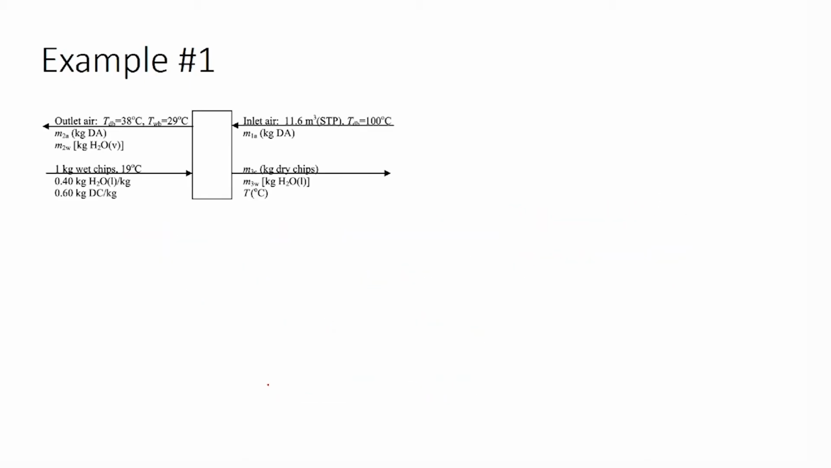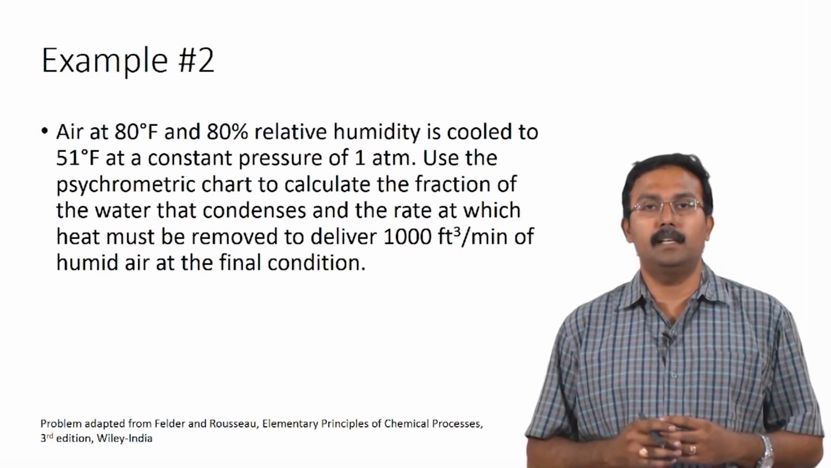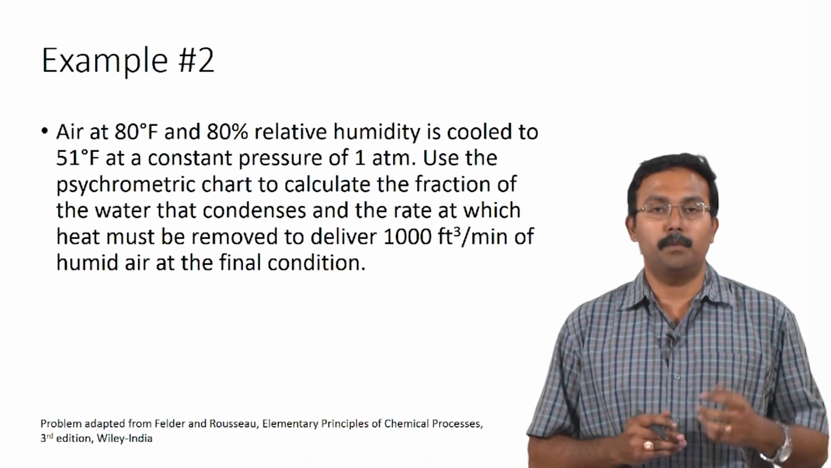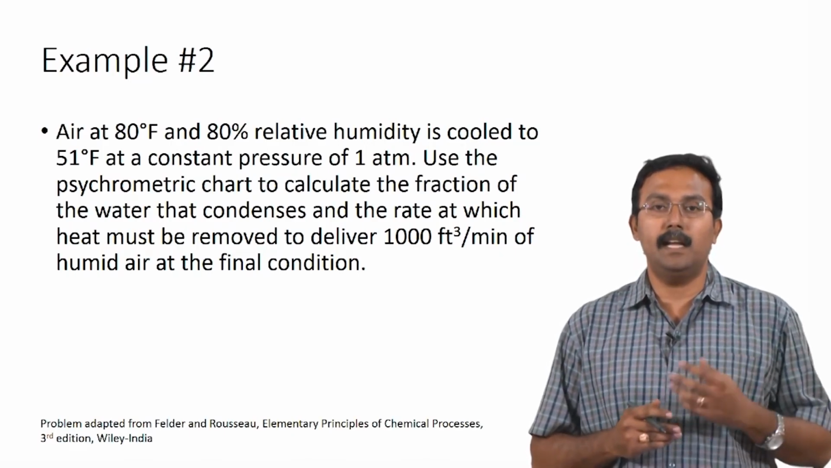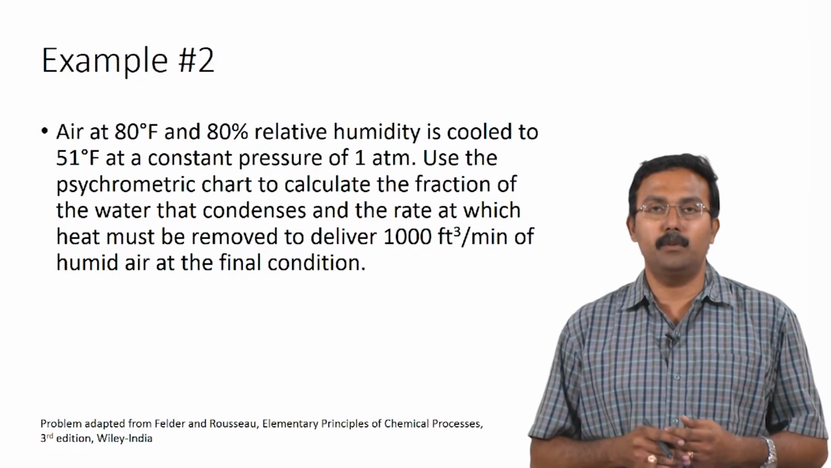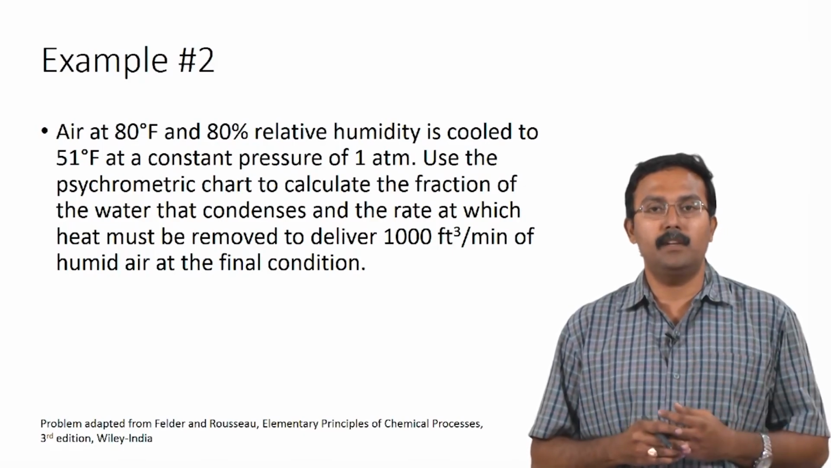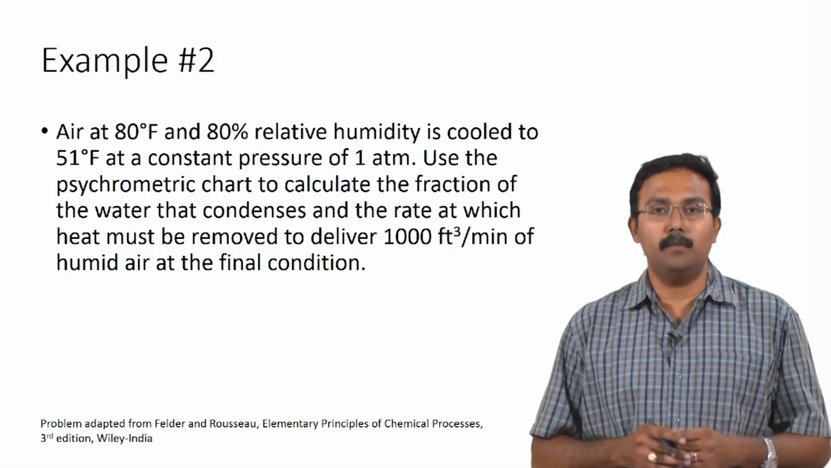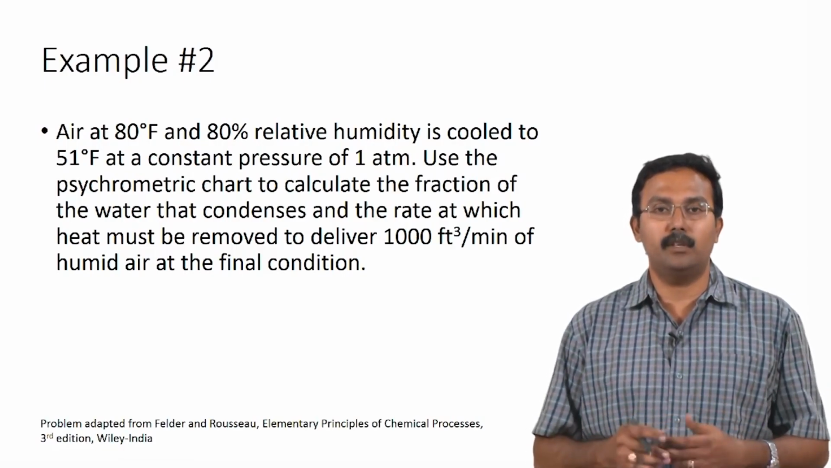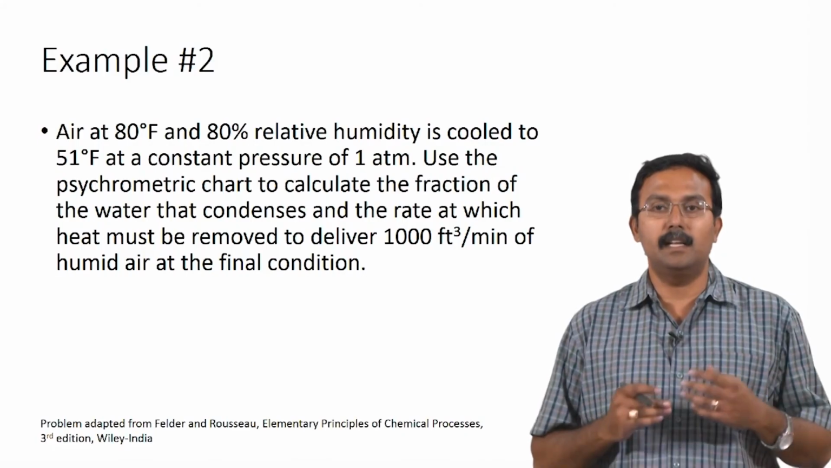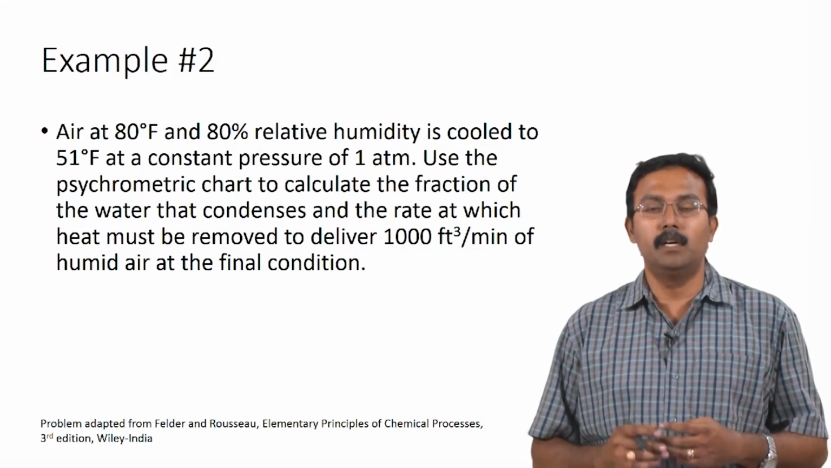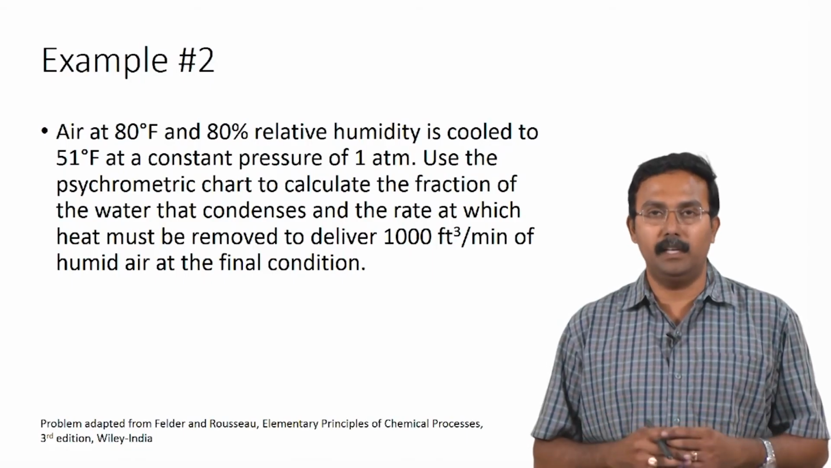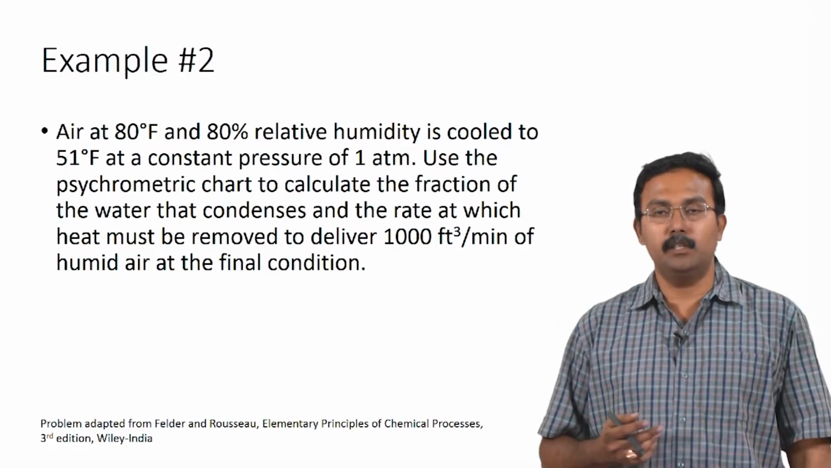This time we are going to look at a problem which uses the American engineering system. The problem statement goes as: air at 80 degree Fahrenheit and 80% relative humidity is cooled to 51 degree Fahrenheit at a constant pressure of 1 atmosphere. Use the psychrometric chart to calculate the fraction of water that condenses and the rate at which heat must be removed to deliver 1000 feet cube per minute of humid air at the final condition. Let us look at how we would solve this problem.